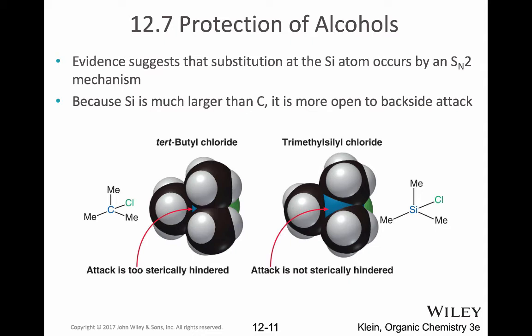But because silicon is bigger here, what we find is that even though there are 3 alkyl groups here, the backside, the antibonding orbital of this silicon halogen bond is more available for attack, right? So this is where I'm just trying to bring in some more of that molecular orbital theory. So the backside attack can actually happen more because the silicon atom is a lot bigger.